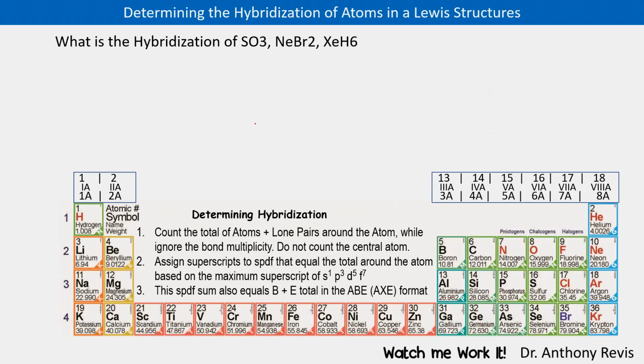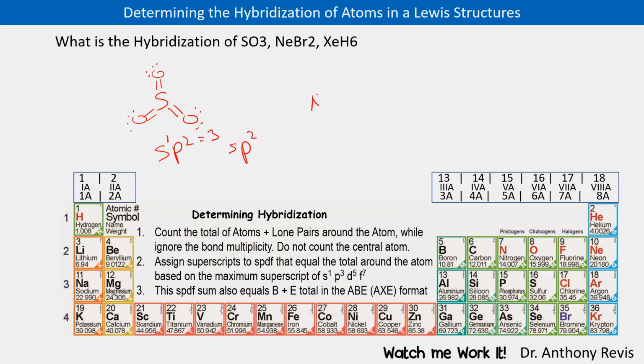Let's do this one. Here we have SO3. One reasonable Lewis structure looks like this, with an expanded octet. If we look around this, we see that it's going to be SP2 because there's 1 plus 2 equals 3 objects around it. SP2.